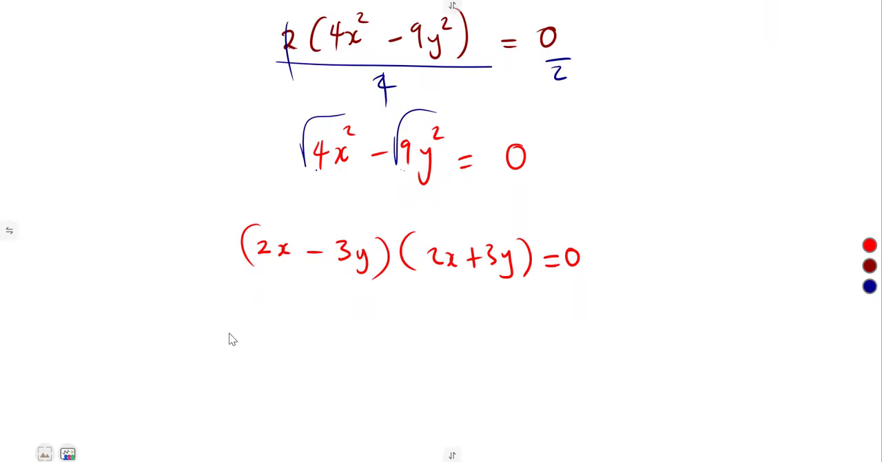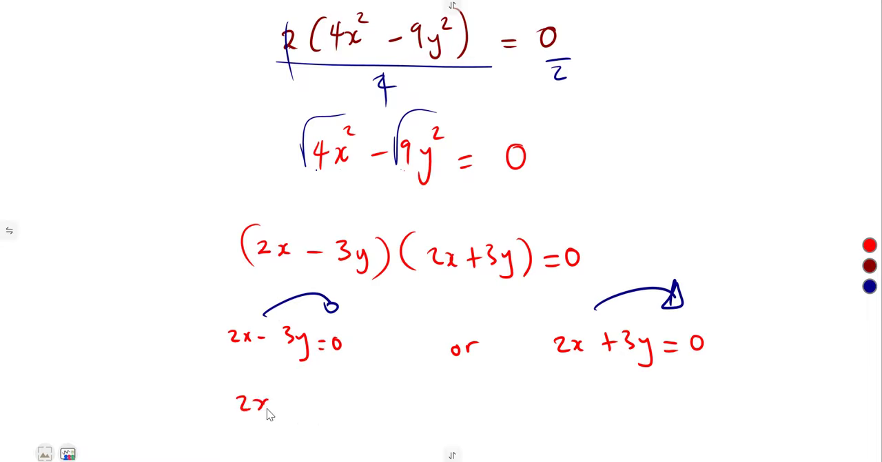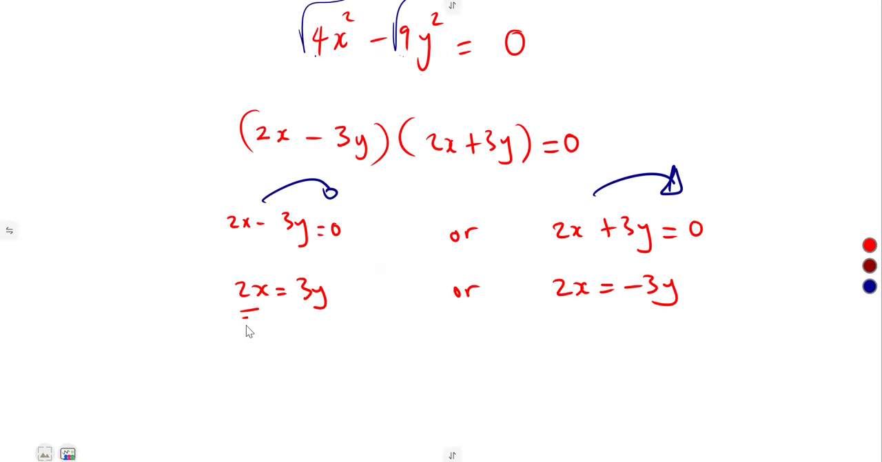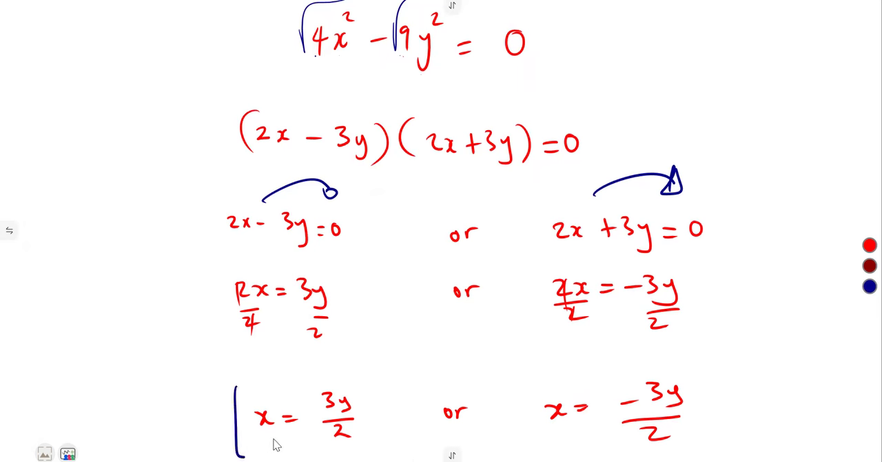Then from the 0 product, 2x minus 3y is equal to 0, or the bracket of 2x plus 3y is equal to 0. As you can see, guys, it's now a repetition. We want to make x the subject. We want to solve for x. So take the minus 3y there, take the positive 3y there. Thus 2x is equal to positive 3y, or 2x is equal to negative 3y. Then divide by 2, just like that. So therefore, x is equal to 3y over 2. Or x is equal to, if we divide by 2 here, it's going to be minus 3y over 2, just like that. So we have solved for x.